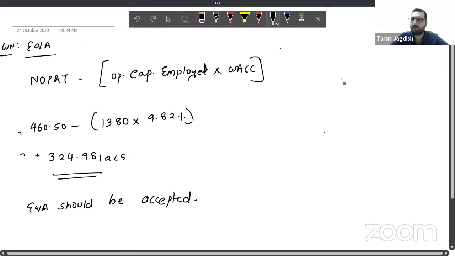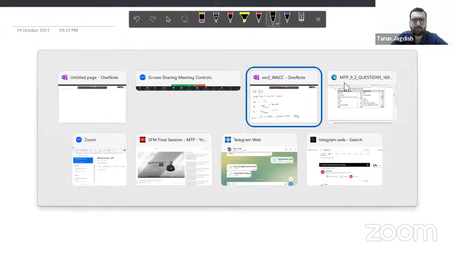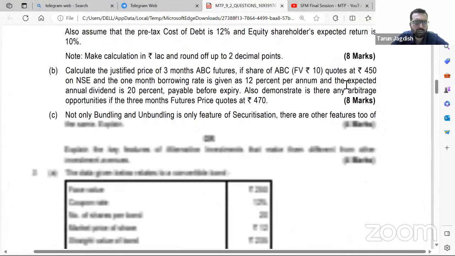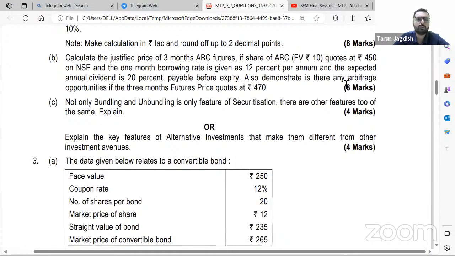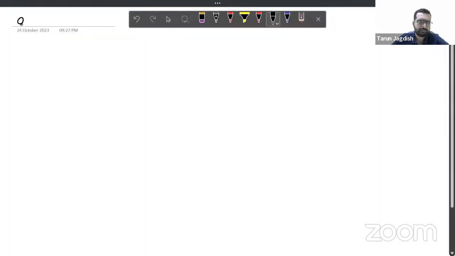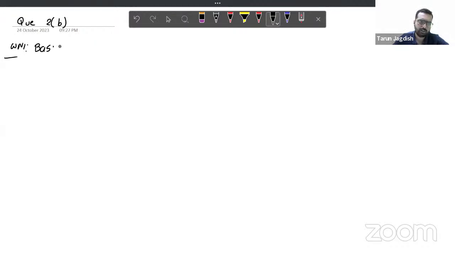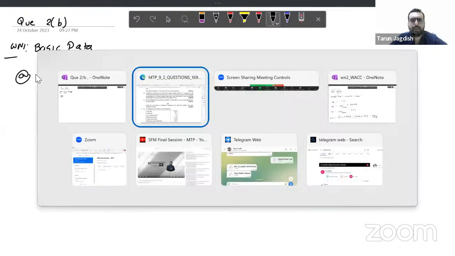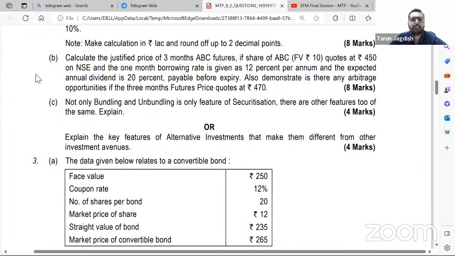Okay. So I believe you are all done with this question. Can I go to the next question now? All right. Let me go to the next one. So EVA done. Now we will do a question on futures. Question number 2B. Working note number 1. Basic data. Point number A. Calculate the justified price of 3 months futures.